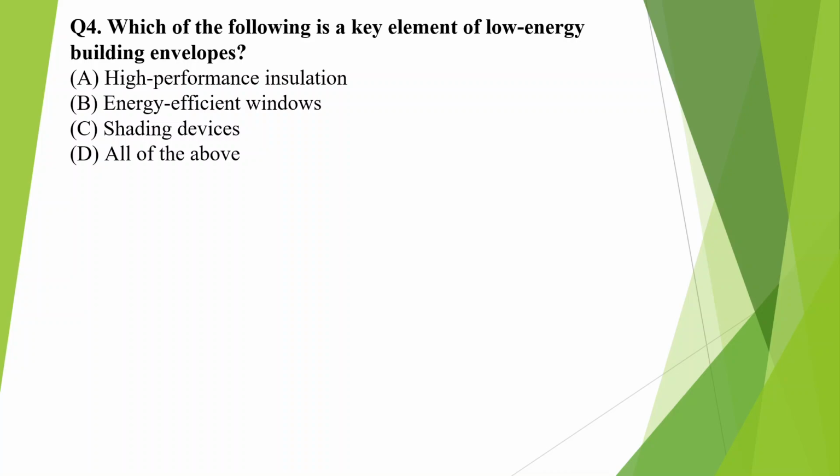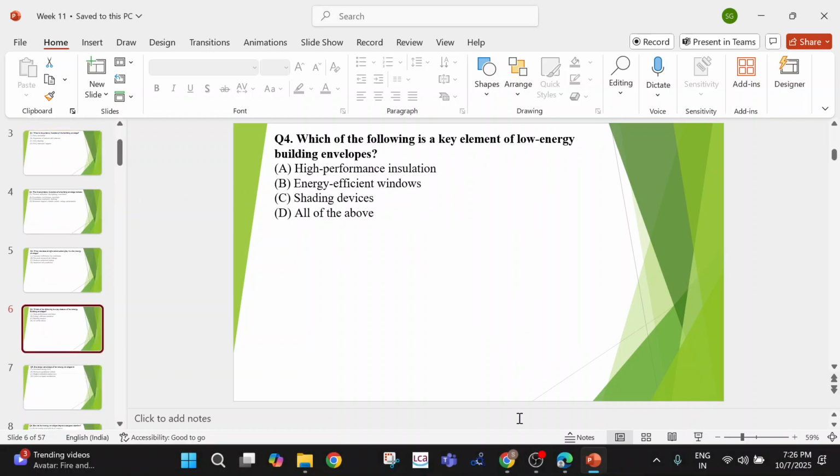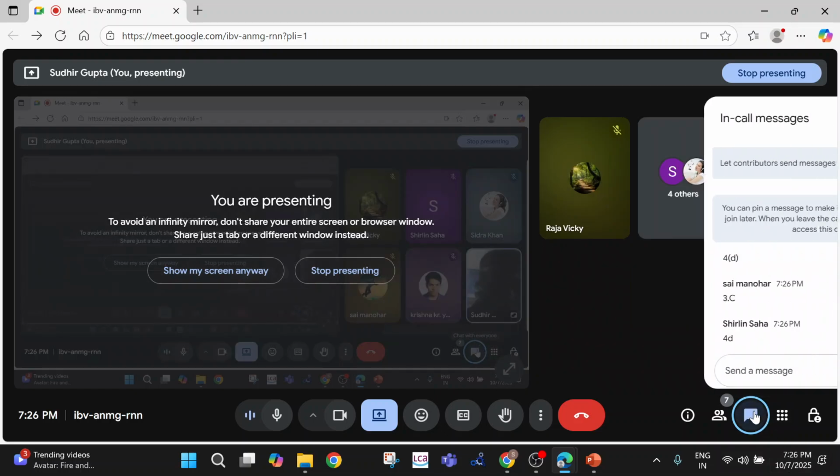Question number 4 is asking which of the following is a key element of low energy building envelopes. So see all the four options carefully, and then tell me which of the following is a key element of a low energy building envelope. I hope the question is very clear and all of you will be able to answer it. So let me see. I have received many responses from the audience.